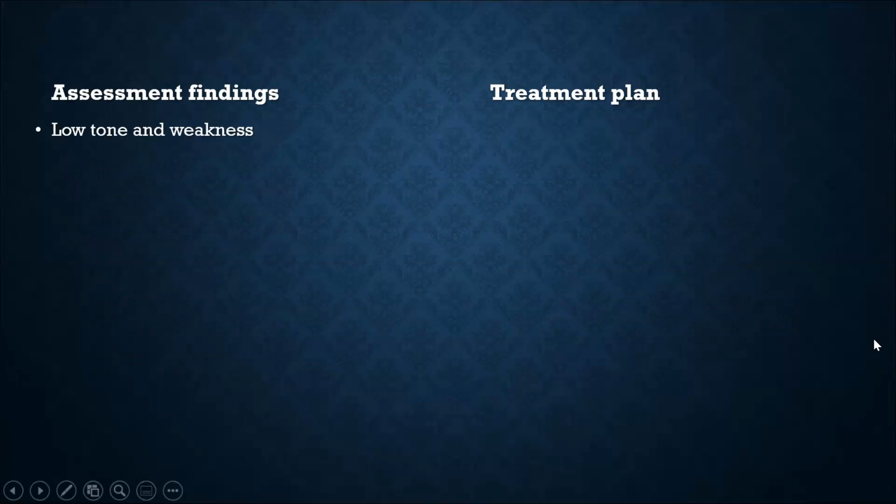Okay, so some assessment findings. You find that the baby is low tone and has generalized weakness. So treatment would be educating parents on tummy time. The American Academy of Pediatrics recommends 90 minutes of tummy time per day by the time you're 3 to 4 months old. But right now, even as a newborn, it's perfectly acceptable to do tummy time as much as possible. And the baby should be able to lift their head and at least turn it side to side on his stomach.